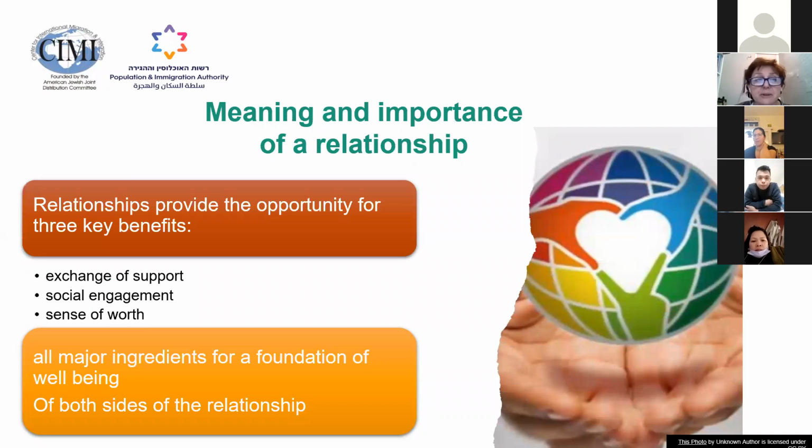The meaning and importance of relationship. Well, relationships provide the opportunity for 3 key benefits: exchange of support, social engagement, and a sense of worth. All major ingredients for the foundation of well-being of both sides of a relationship. Support, I know this is something that we need from our employer, and they absolutely need it from us. Social engagement, well, that's going to depend on the family and on you, how much you are going to be engaged in terms of their family and whatever it is they do.